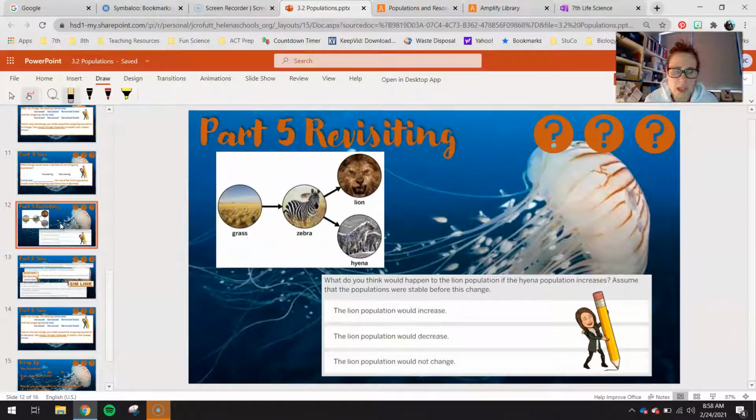And then moving on, we're going to revisit our warm-up here. So we had this little food web where we had grass being eaten and transferring its energy to the zebra, and then the zebra is preyed upon by the lion and the hyena and transfers its energy to both of those organisms. So what do you think would happen to the lion population if the hyena population increases? Assume that the populations were stable before the change, so you can circle your answer there and go back to your warm-up and check whether you got it right the first time. If so, great job.